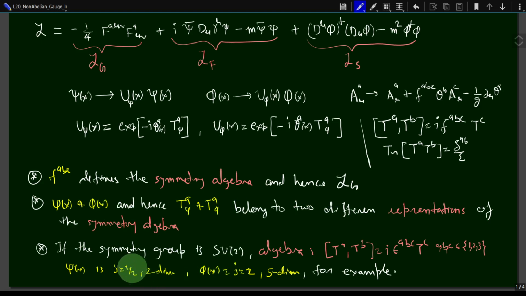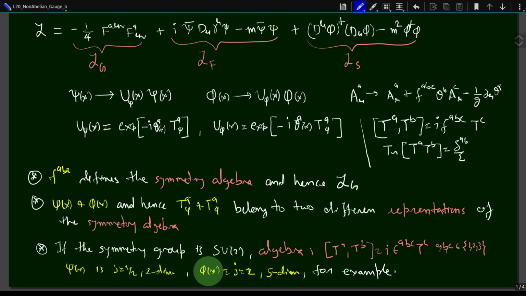The example would be that if the symmetry algebra is SU(2), I want to elaborate with an example. The algebra would be that this f^{abc} is nothing but ε^{abc}. So this is a fully antisymmetric tensor, the Levi-Civita symbol, and here a, b, and c range from 1, 2, and 3. So for the case of SU(2), we know this angular momentum algebra. And one example would be that ψ belongs to j equal to 1/2, or the two-dimensional representation. And then the T^a would be nothing but the Pauli matrices divided by 2.